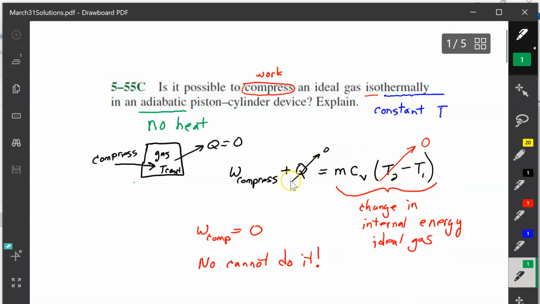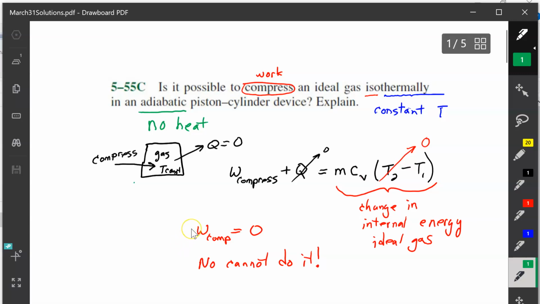Because it's adiabatic, the heat transfer is 0, but yet there's an energy that goes in because of the compression. So if you drop all these 0 terms, you end up with this in red. You have the work of compression has to be equal to 0. Well, there's no way you can compress a gas without putting the energy in. So therefore, the answer is no, you cannot do this.